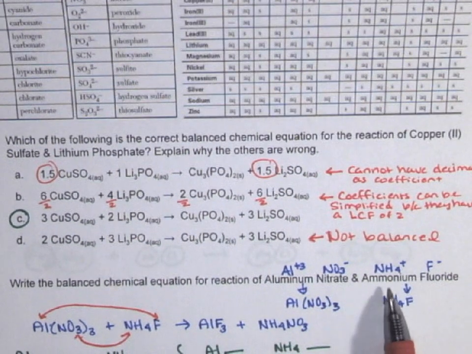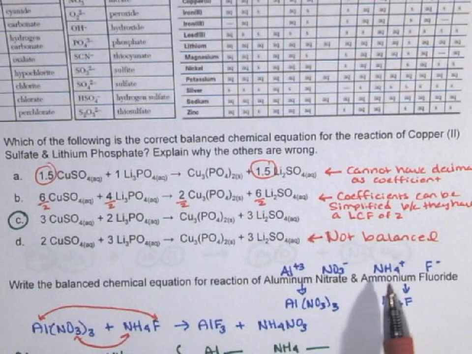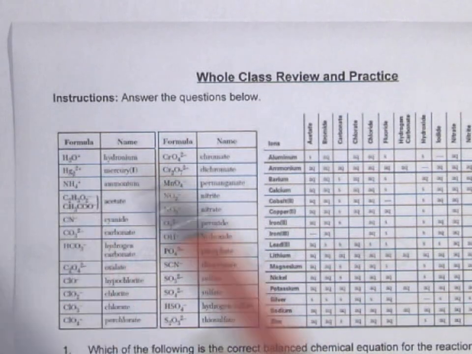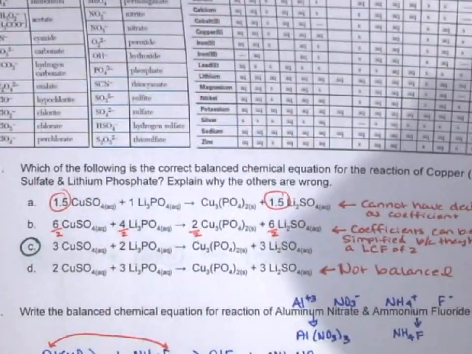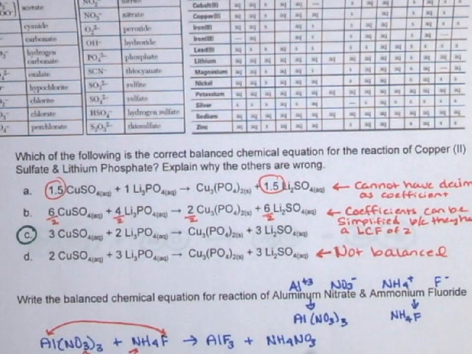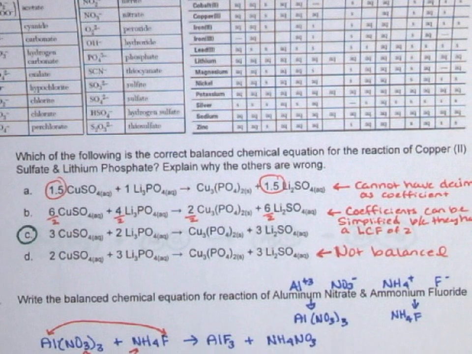Ammonium fluoride, we would do the same thing. Ammonium is NH4+, found in the polyatomics, with a +1 charge. And fluoride is in group 17, so elements in group 17 have a -1 charge. So I just need one of each in order to have an overall charge of 0. Okay, so that's first identifying what my reactants are.